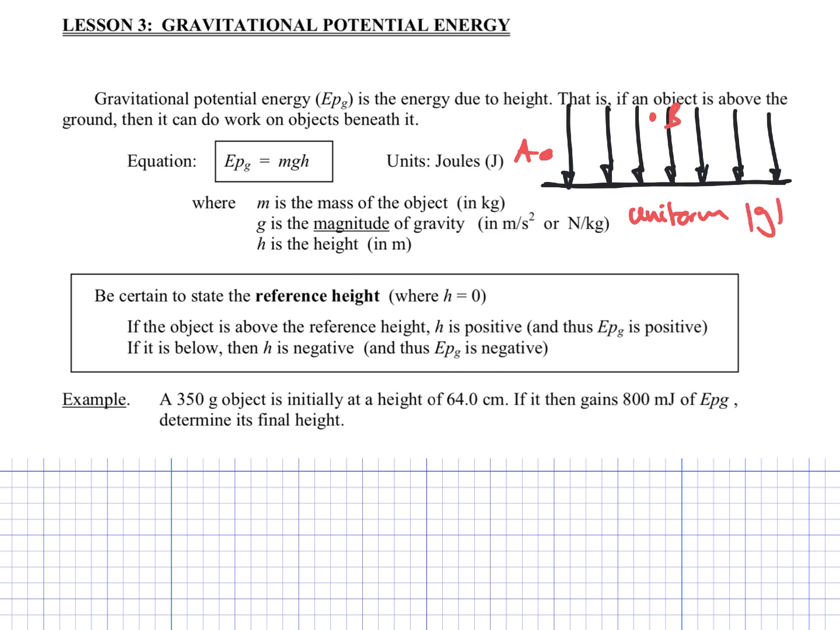Okay, now there's the equation that we just saw. Checking the units, we have kilograms for the mass, meters per second squared for the acceleration due to gravity, and the height in meters. Put all that together and you get kilogram meters squared over second squared, and that, my friends, is a joule, and that's good news.